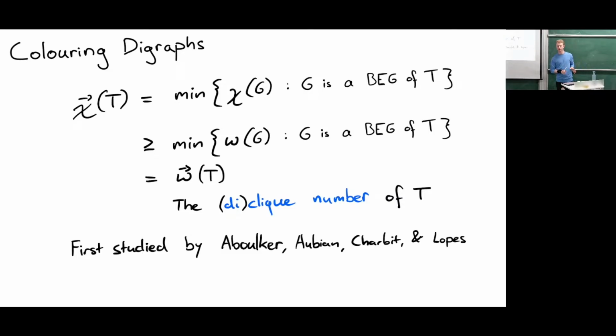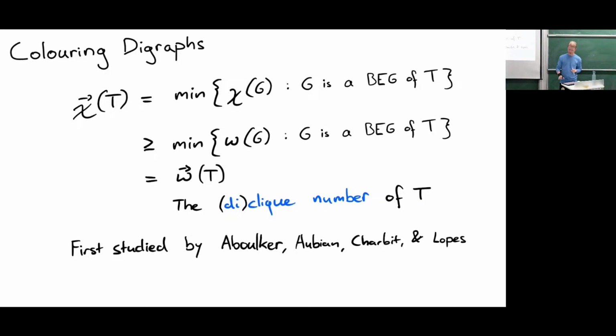I say die-clique number. Die-clique number is generally what it's called for digraphs in general. For some reason, when we talk about tournaments, everyone just calls it the clique number. That's why the title of this talk. I'll try to use the die-clique number, but I might mess up sometimes and use clique number. Know that I always mean this notion of clique number. So it's a minimum over all clique numbers of the backedge graphs for the different orderings. And this was first studied by Aboulker, Aubian, Charbit, and Lopes.